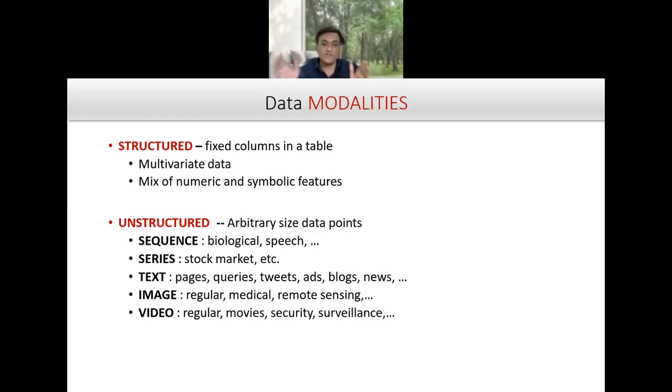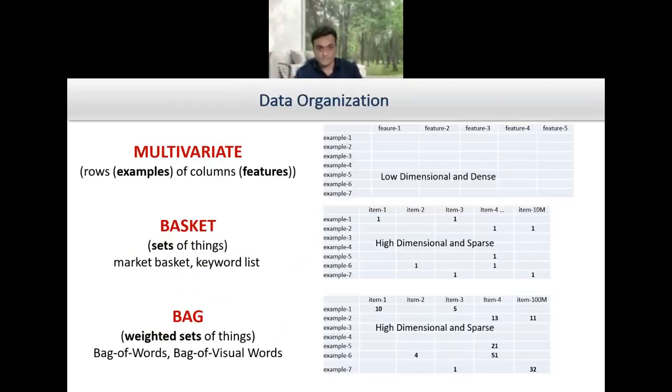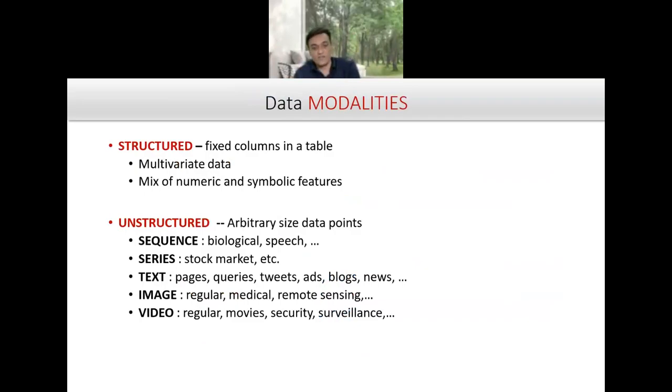One is structured, where we have fixed columns in a table, similar to what we saw in the multivariate data. It is a mix of numeric and symbolic features. As I mentioned about price, when you are purchasing from the UK, it is always in pounds, and the weight is in pounds. A different country may have a different currency, so the data will be different. It may be symbolic data. So structured data is always a mix of numeric and symbolic features, and they are always fixed in columns in a table.